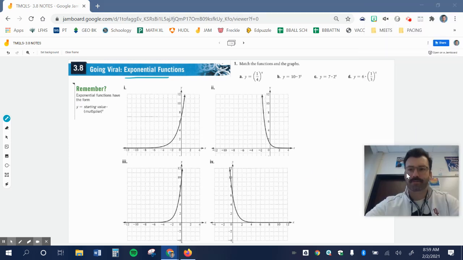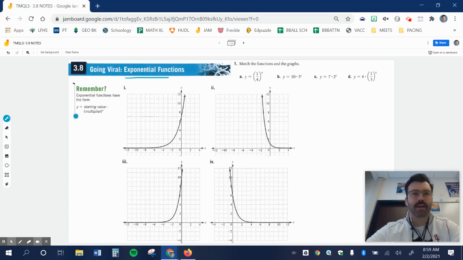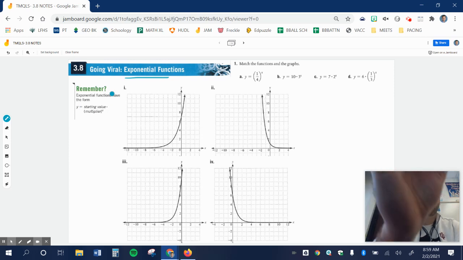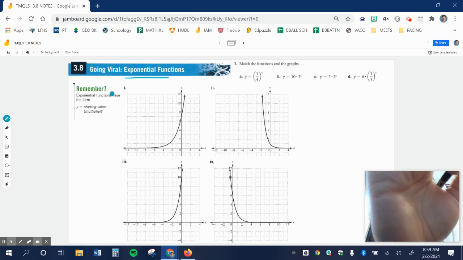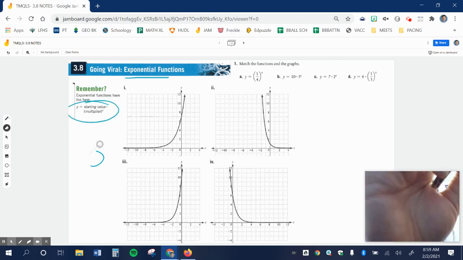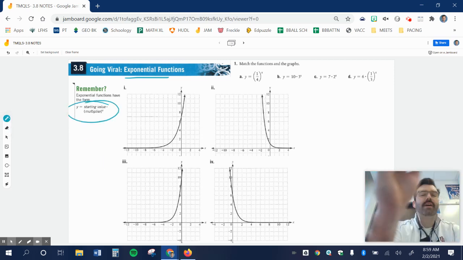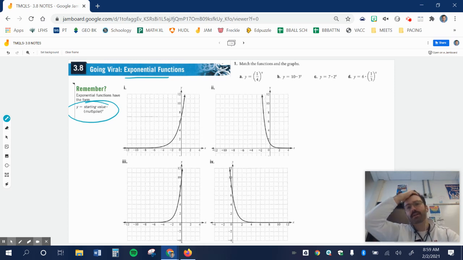The remember portion. Okay, it says remember that, when exponential functions have this form where it's the starting value times the multiplier. All right, the starting value times the multiplier. Remember, like our starting value when we talked about this as it pertains to linear functions. All right, linear functions, your starting value was where you start on the y-axis. So we'll see if that's the same here when we get to exponential. So it says match the functions with the graphs.